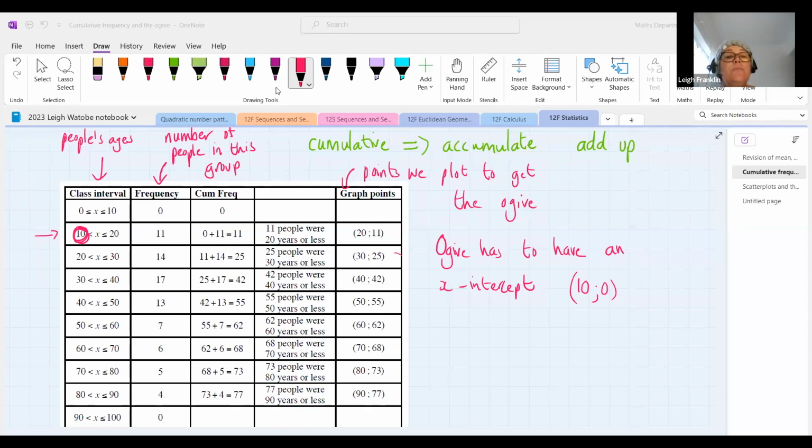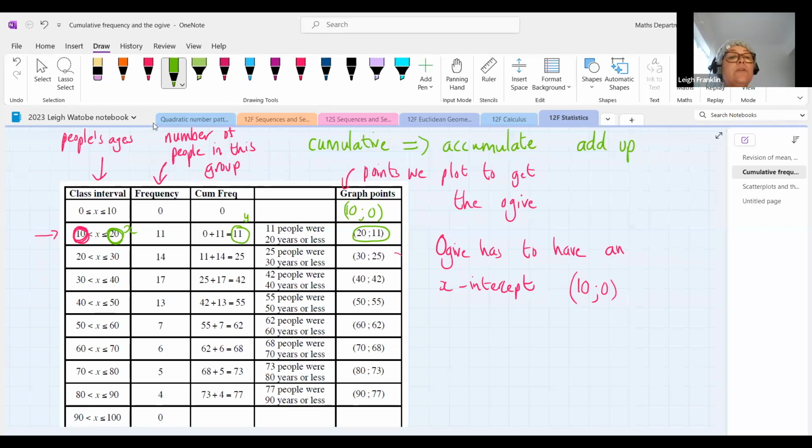Then the rest of the points you plot as follows. So this point over here is your x-coordinate. Against your cumulative frequency, this is your y coordinate. So you can see that's why they've got those points over there. Okay, so here it's going to have an x-intercept of 10 and 0, and then the first point that we plot would be 20 and 11.